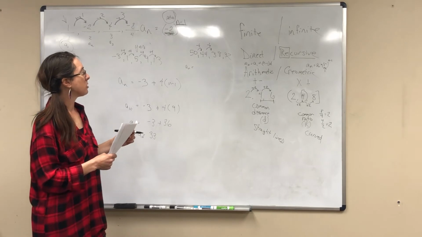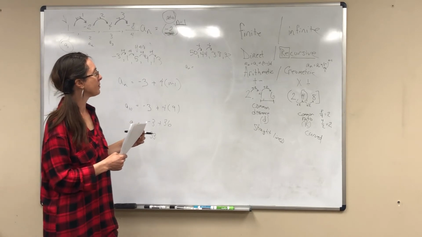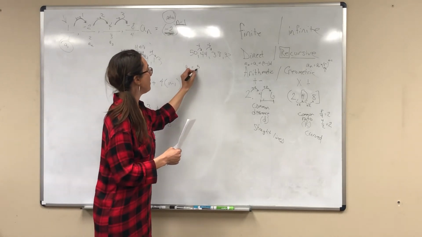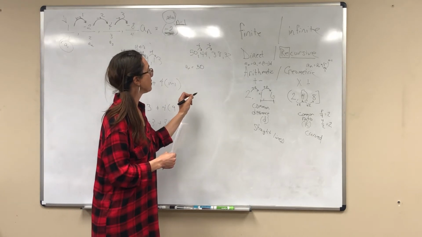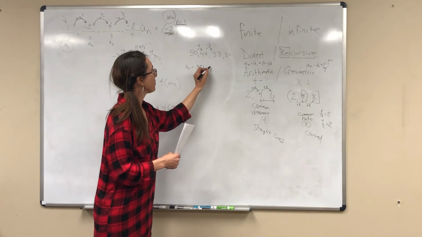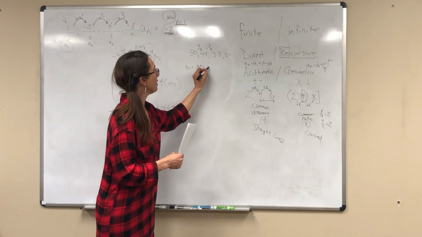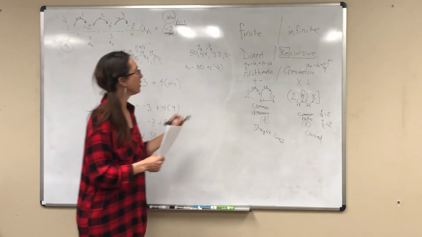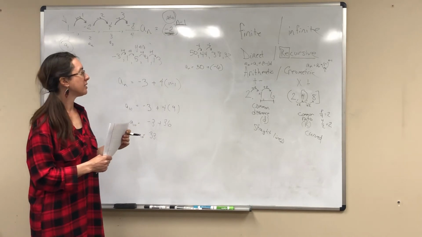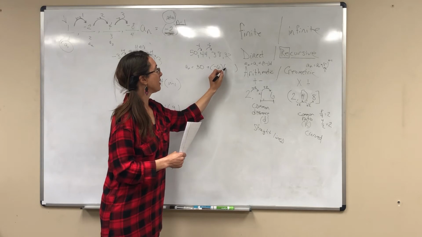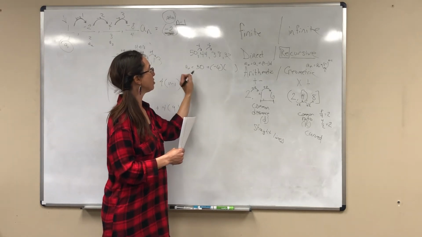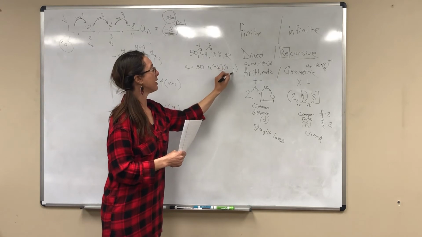So where do we start? Oh, 50. We start at 50, and then we do what? Jump -6. And how many times? Well, we're doing the generic one. So n minus 1.